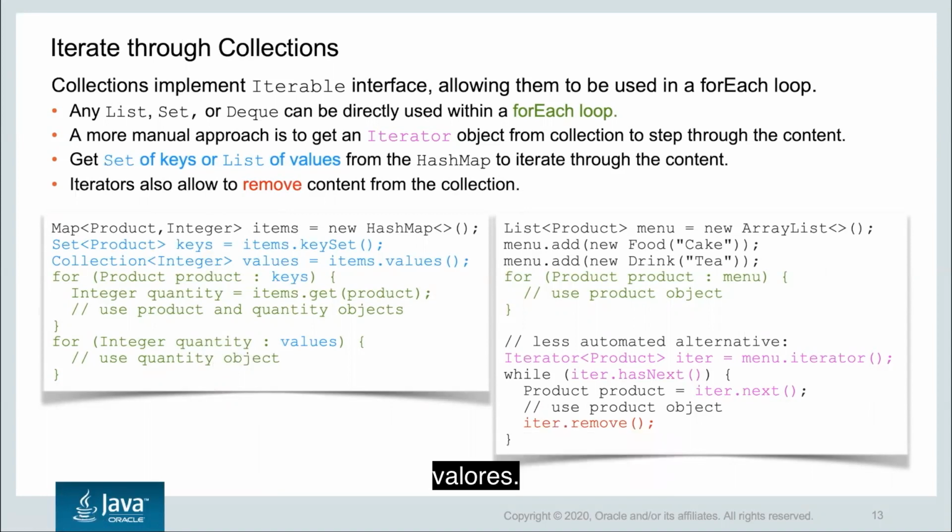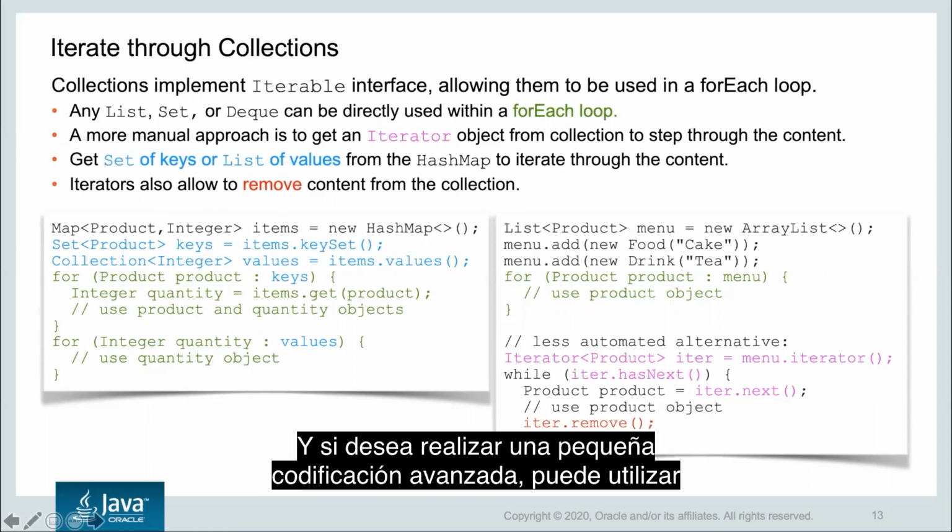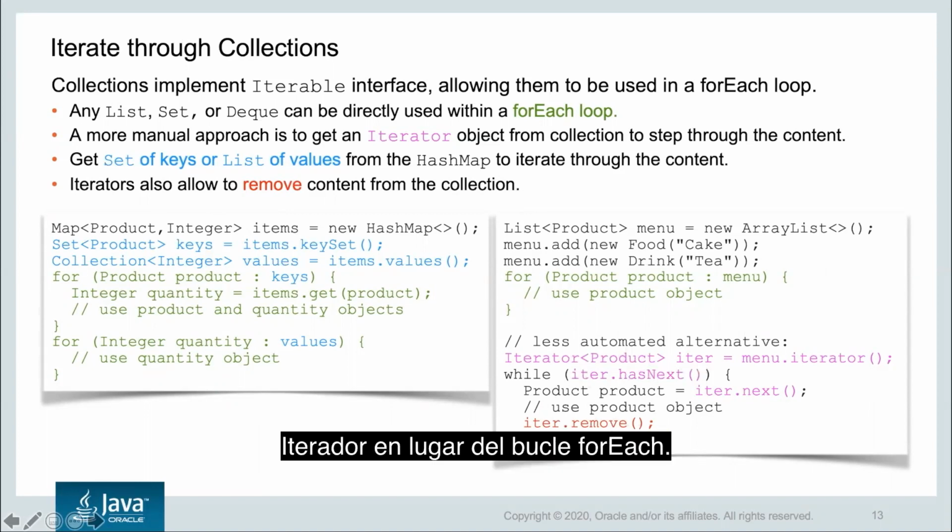you can just get the values. So as you can see, the for each works nicely, and if you want to do a little bit more advanced coding, then I guess you can use an iterator instead of for each. That's how you iterate.